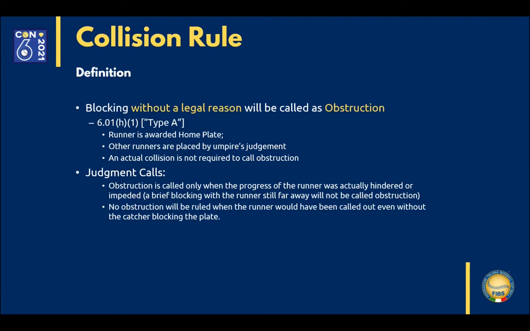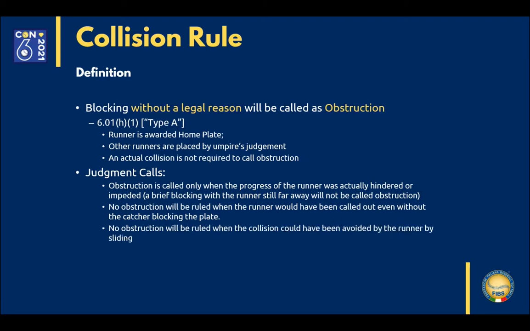No obstruction will be ruled when the runner would have been called out even without the catcher blocking the plate. So in this situation, imagine the runner is circling third base. The catcher already receives the ball and was blocking the pathway before. But there is no possible way this runner will be safe at home plate. So no obstruction call will be made in a situation like this.